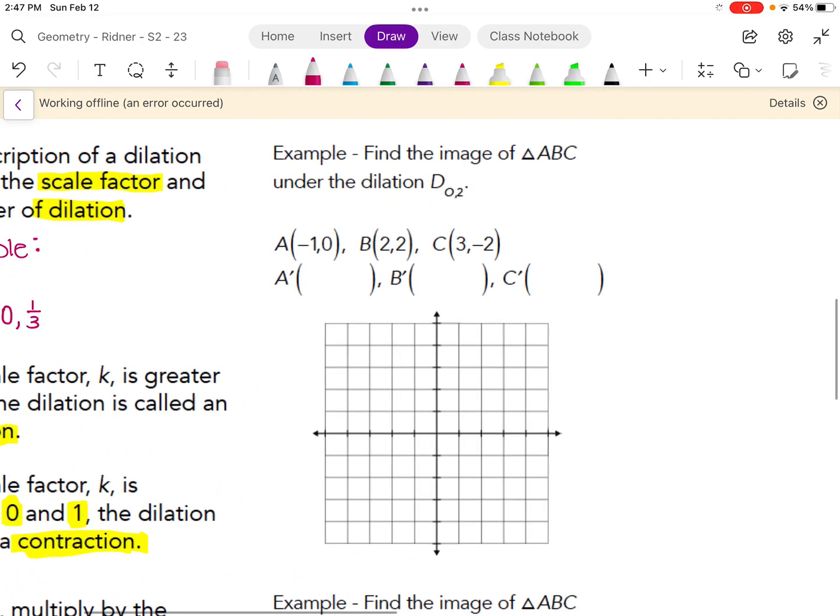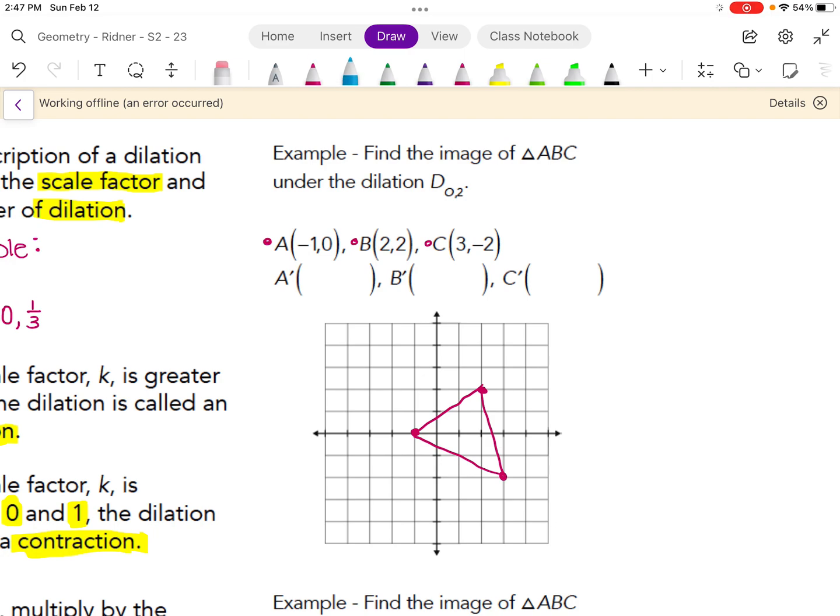So let's go back up here and look at an example. I'm given the points -1, 0, 2, 2, and 3, 2. Oh, just kidding, 3, -2. So my first image looks something like this. I'll change the color.